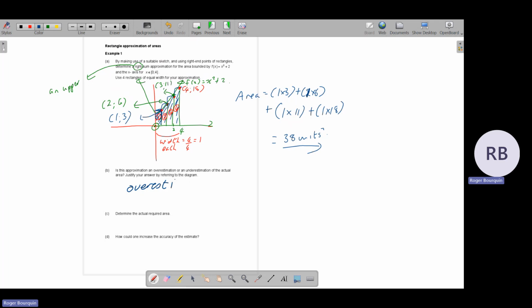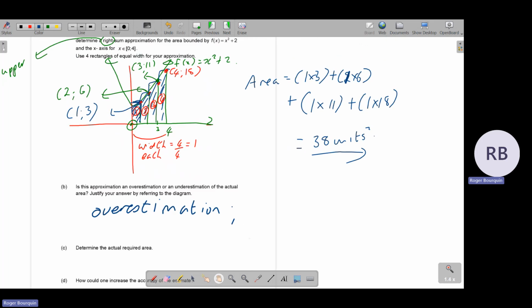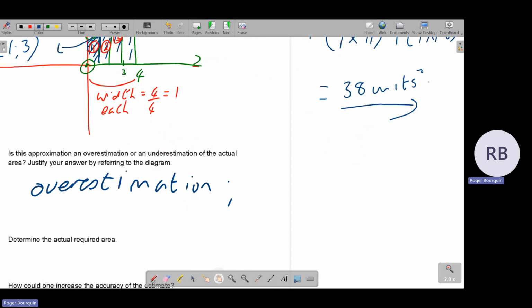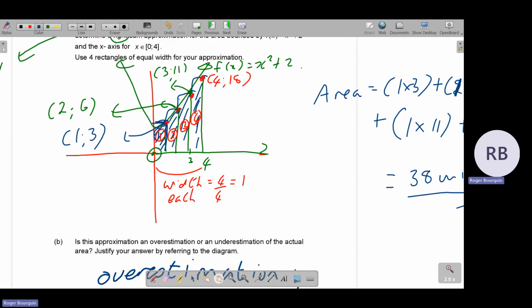Right, so it is an overestimation. Where is the overestimation? Well, it's an overestimation because of these parts here, in yellow. That is what makes it an overestimation. Say, the shaded region.